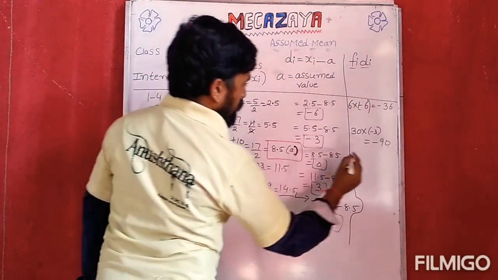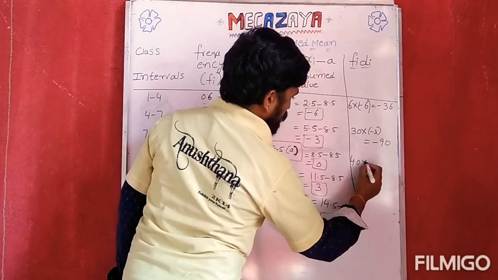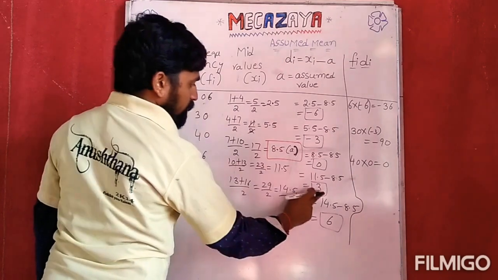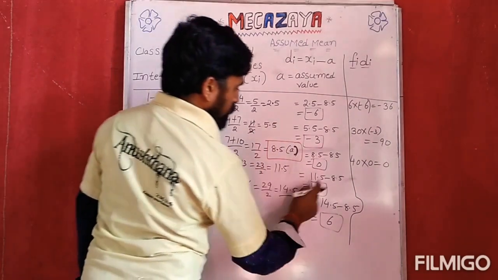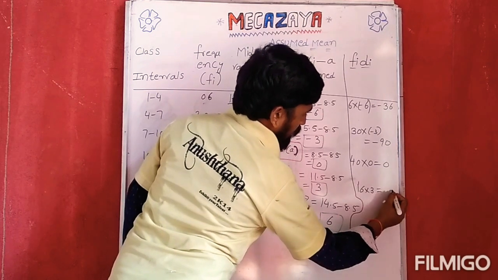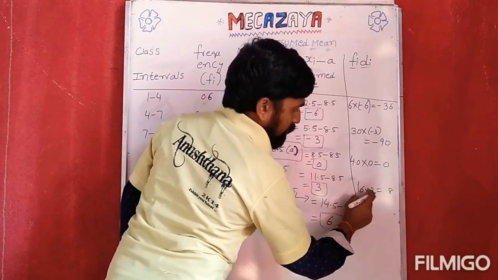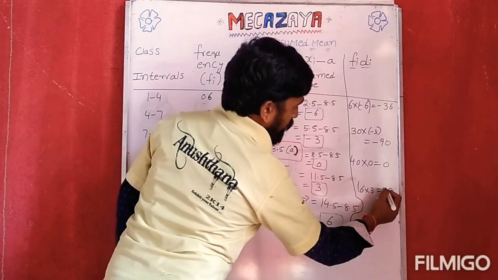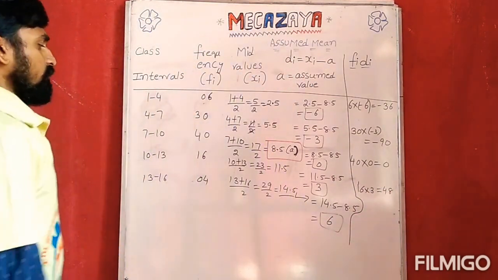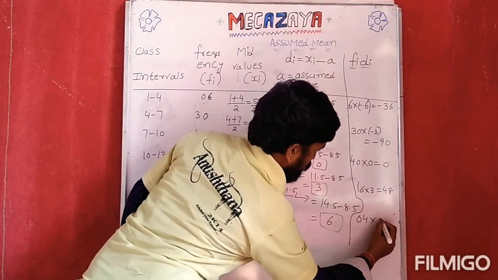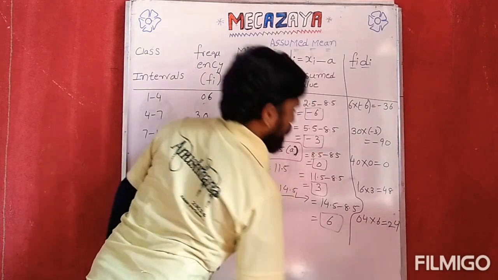Next, the third one, 40 into 0. It will be 0. Then 16 into 3. 3 sixes are 18, 3 ones are 3, so 48. Next, 4 into 6. 6 fours are 24.